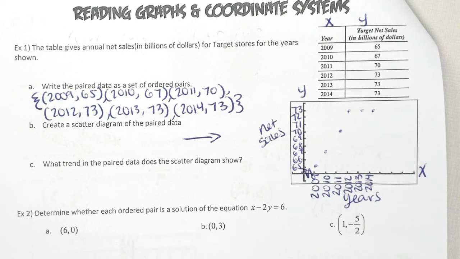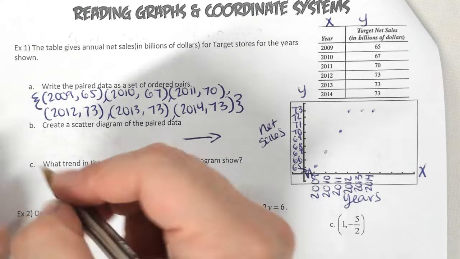Now, what trend in the paired data does the scatter diagram show? What's happening? If you look at all the dots, what's happening? It's going up. What's another word for that? It's increasing.